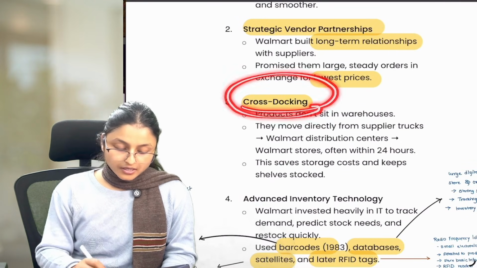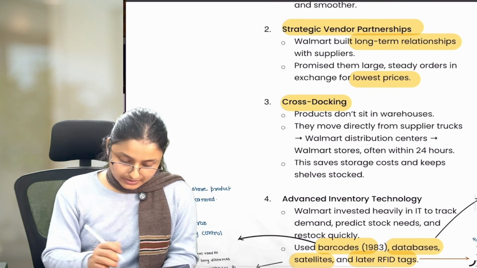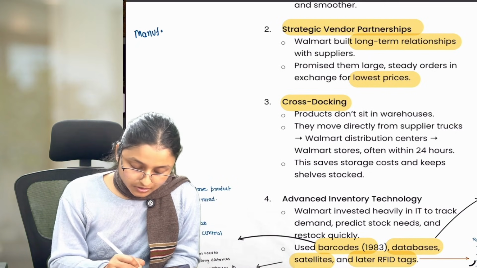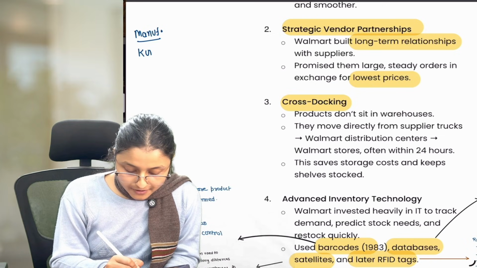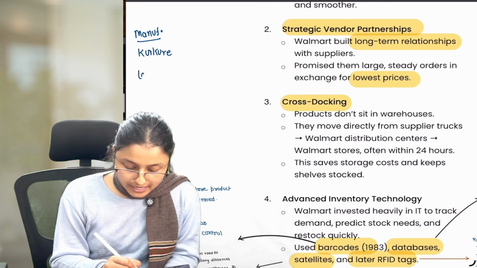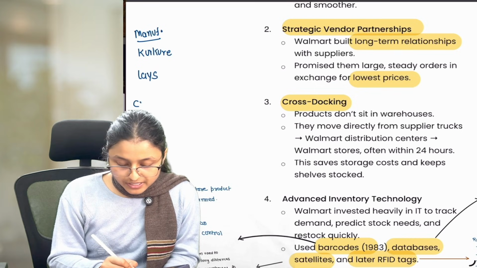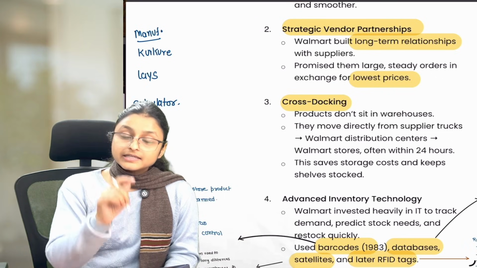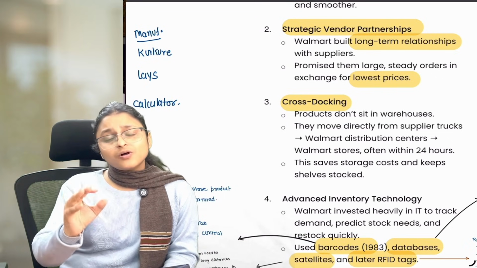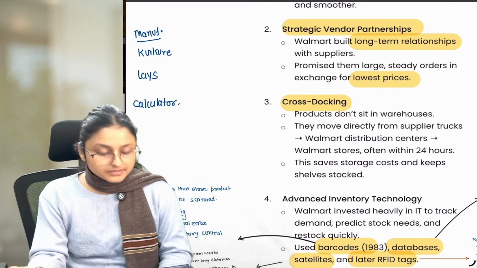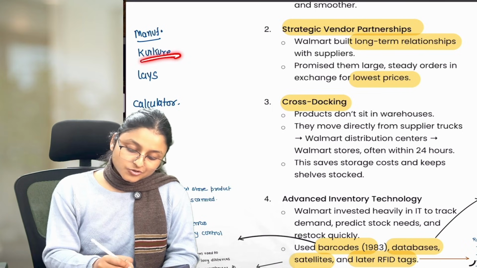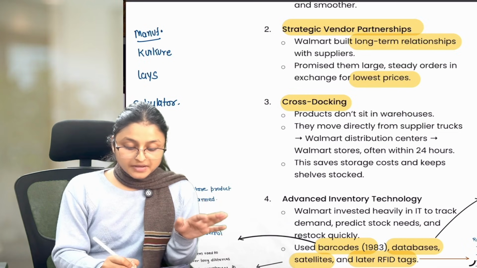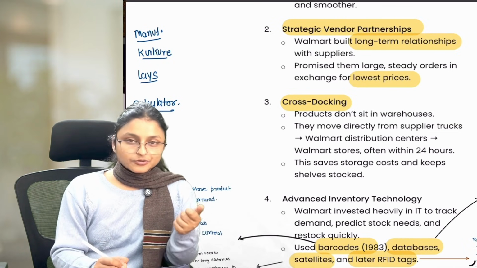Next comes cross-docking. Now, what is cross-docking? Let's understand it. There are different manufacturers of different products. First product, let's say we have Kurkure. Next we have Lays. And the third one, a calculator. As we have already seen, Walmart is a retail chain which provides all the products you might need on a daily basis, and that is why you will find Kurkure, Lays and a calculator in there. Now, there are different manufacturers of Kurkure, Lays and calculators, right?